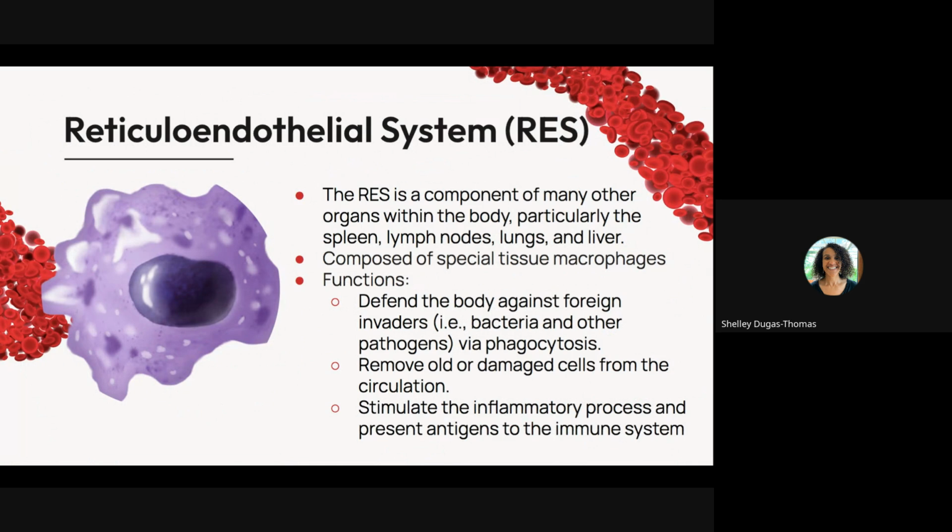The RES, reticuloendothelial system, consists of tissue macrophages. Monocytes circulate for about 24 hours before entering tissues, where they become macrophages that can live for months or years. Macrophages remove old or damaged cells, stimulate inflammation, and present antigens to the immune system. They also give rise to histiocytes, phagocytic cells in the connective tissue.